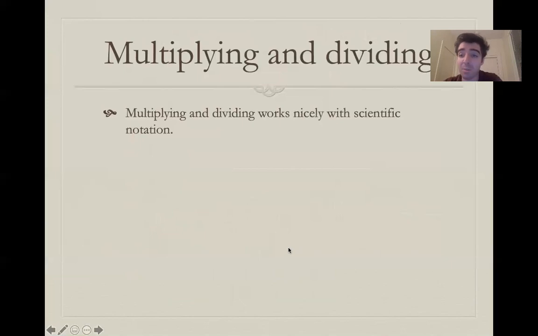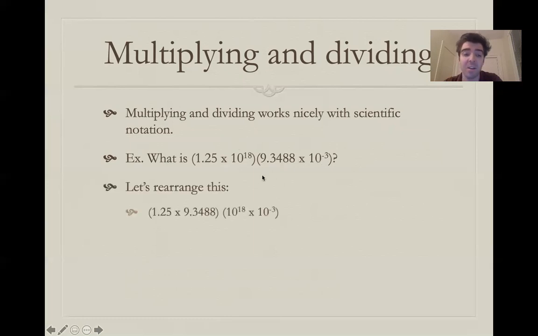Okay, now let's talk about multiplying and dividing. This is actually easier than adding and subtracting. So let's go through an example: 1.25 times 10 to the 18th times 9.3488 times 10 to the negative 3rd. Remember that with multiplication, you're allowed to move around the numbers however you want. I could take 1.25 times this number, times this number, times this number if I want. So let's do just that. Let's take this number and this number together, and this number and this number together. Now this is a lot easier. We can just multiply these 2.